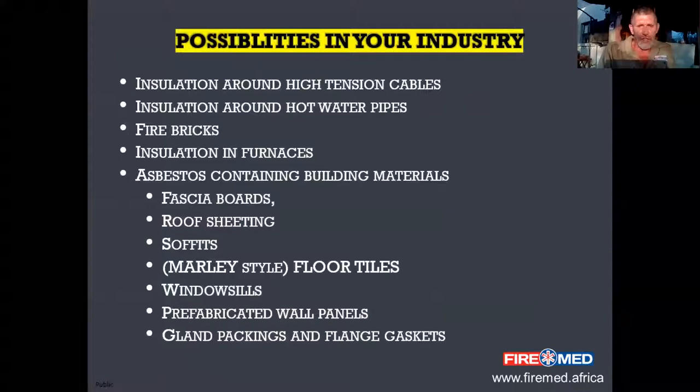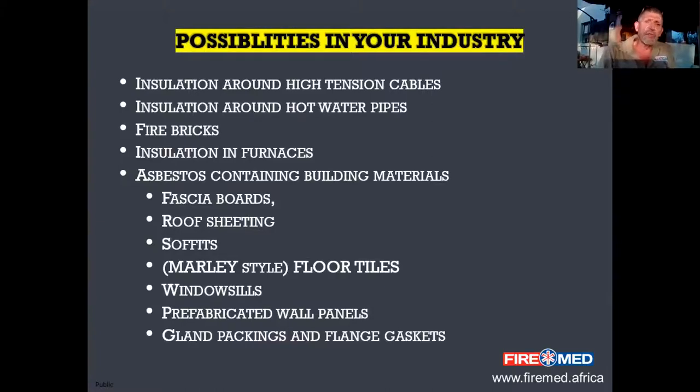Possibilities in your industry: insulation around high tension cables. Remember, one of the properties of asbestos was the fact that it doesn't conduct electricity. So it was used extensively, especially in power plants. Power plants today still have asbestos in them. If you remember the old kettle, iron, black and white cord, that white cord that was in the black was asbestos. When you stripped it open, it had a white cable inside it that was asbestos.